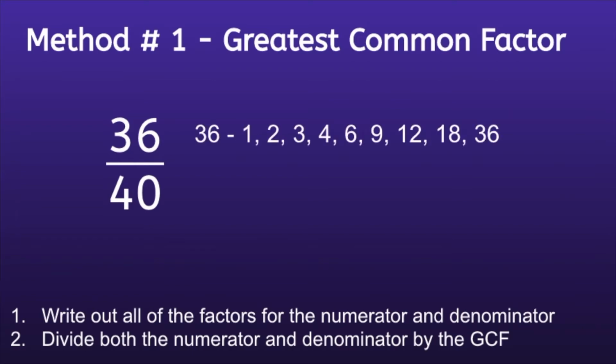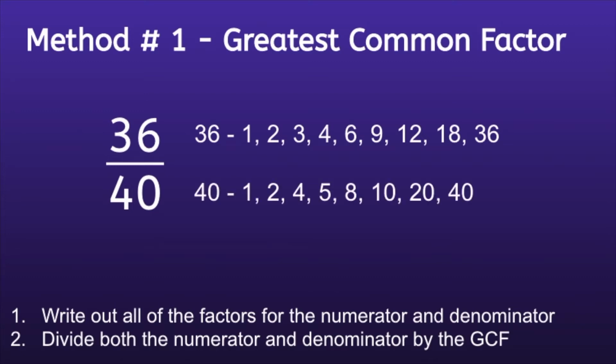The factors of 36 are 1, 2, 3, 4, 6, 9, 12, 18, and 36. I was able to use multiplication to determine the factors of 36. 1 times 36 is 36. 2 times 18 is 36. 3 times 12 is 36. 4 times 9 is 36, and 6 times 6 is 36.